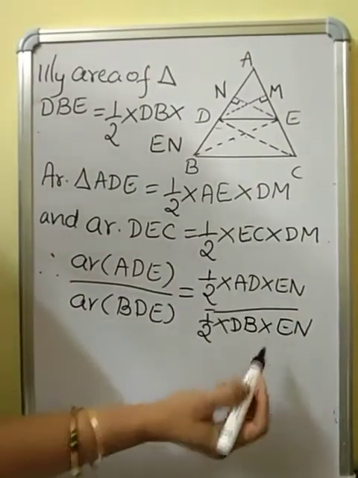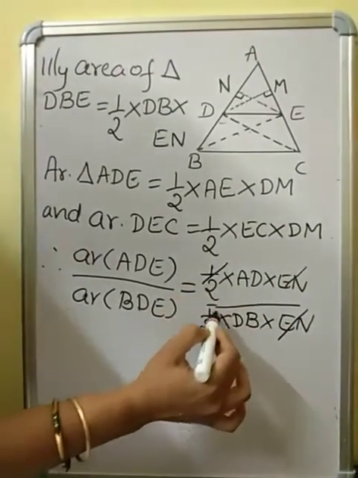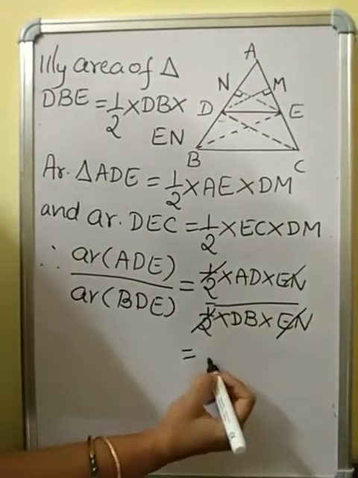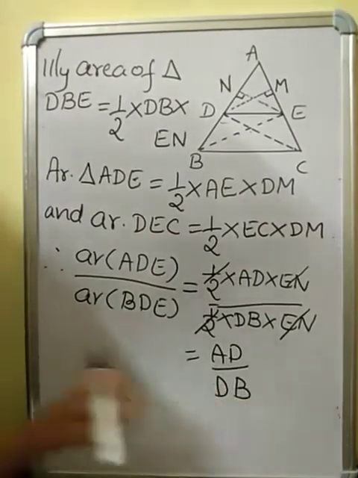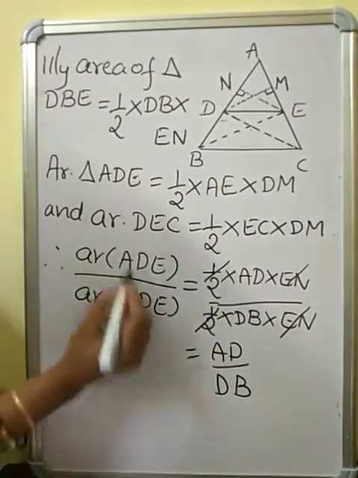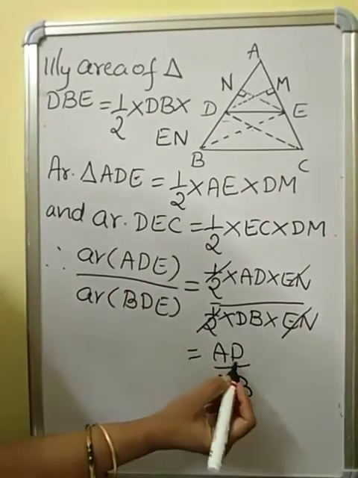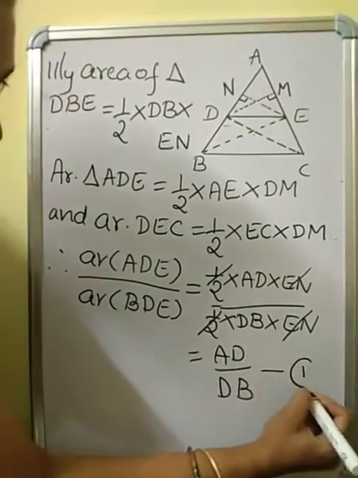Now which is common here? EN. I will cancel that. Half, again I am going to cancel that. So what is left over? That is AD by DB. So area of ADE by area of BDE is equal to AD by DB. This I am going to take as equation 1.